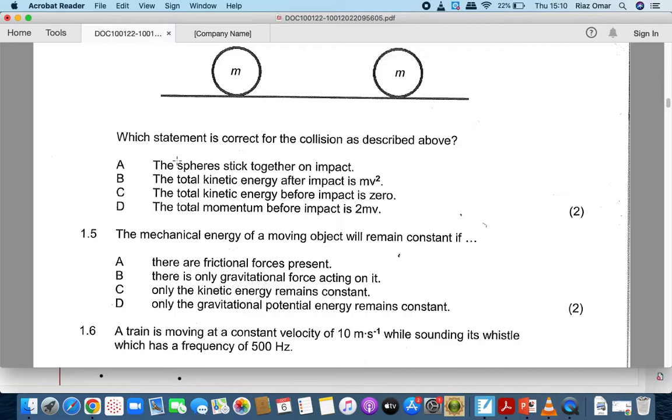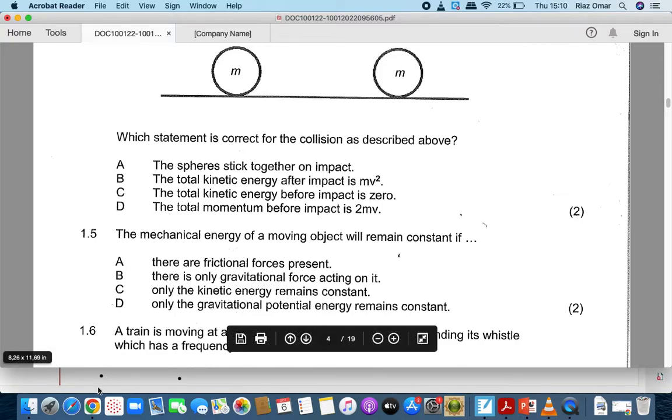C, only kinetic energy remains constant. No, mechanical energy, EM, is equal to EP plus EK. So C doesn't fit. Only gravitational potential energy remains constant. That also doesn't fit. So the best answer here will be B, because when only gravitational force acts on it and there's no external forces like friction, then the potential energy is converted to kinetic energy as the object moves down. So 1.5, the answer will be B.